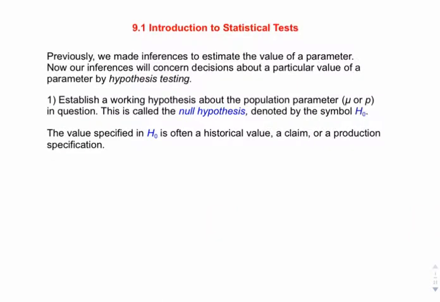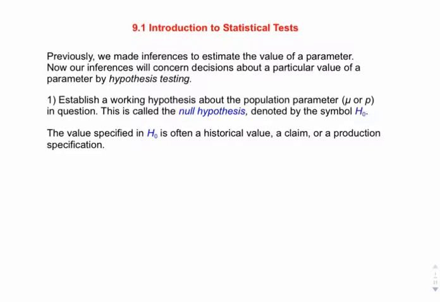Hi, so we're going to begin Chapter 9. In Chapter 9, we're still continuing with inferential statistics. In Chapter 8, we were estimating a value for the mean, mu. In Chapter 9, what we're going to be doing is we are starting with a value for the mean, and we're going to either challenge that claim that the mean is that value, or we're going to accept that claim.